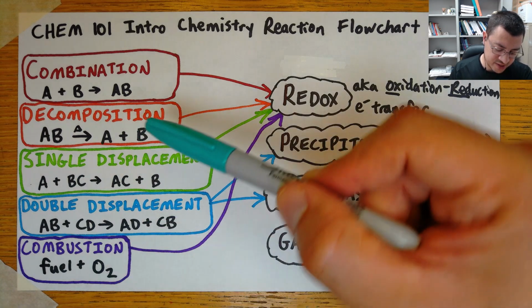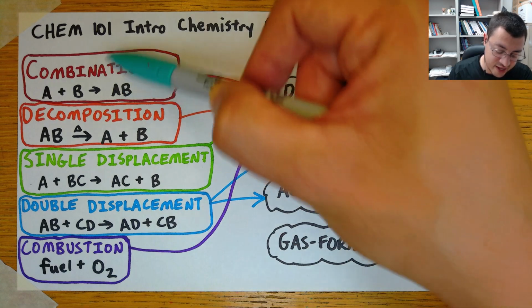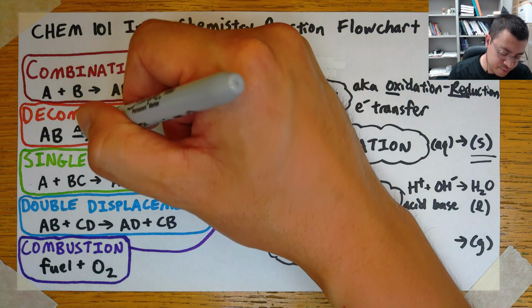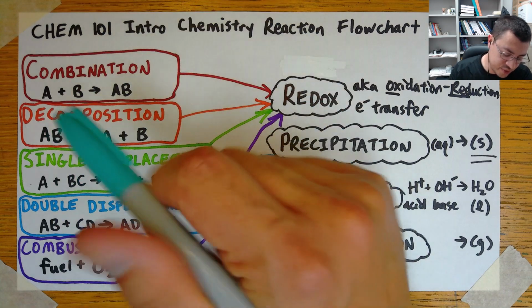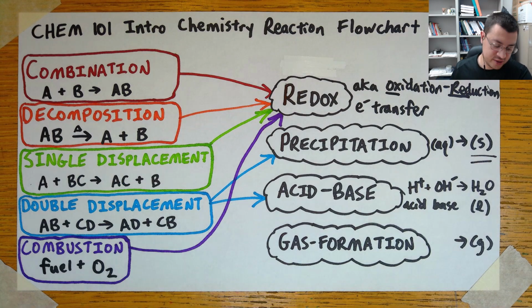Decomposition is going to be one thing decomposing into 2 or more things. The decomposition examples typically covered in 101 will be like the exact opposite of a combination. They'll often involve the input of energy, such as heat, which is shown in a triangle symbol, capital Greek letter delta, or maybe like electrolysis if you're splitting water into hydrogen and oxygen molecules.